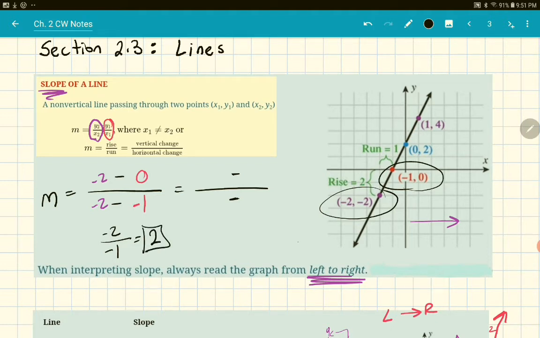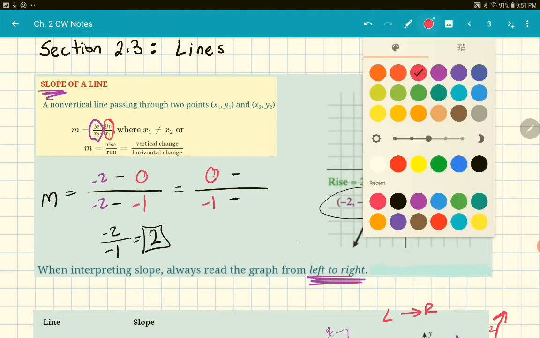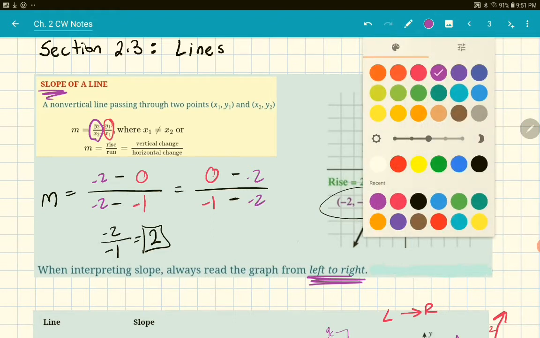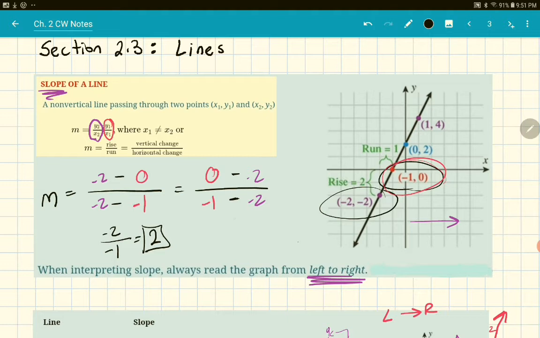Now what if I had switched the order? But as long as I'm consistent, I should still get the right answer. So this time I'm going to start with the red points. So I have the 0 and the -1. X is in the denominator, y is in the numerator. And my purple point is -2, -2. So now I have 0 minus -2 is +2. And -1 minus a -2 is -1 plus 2, which is +1, which again equals 2.